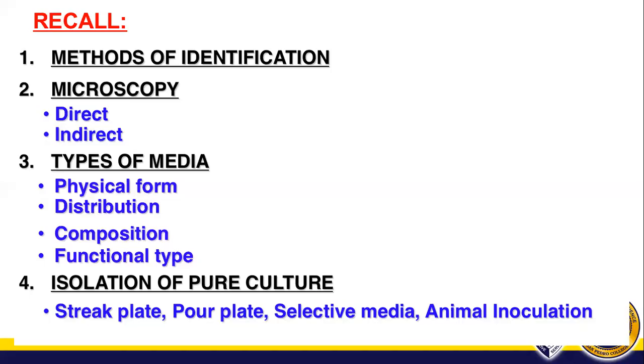And then of course to isolate pure culture, this is the goal of the culture method. Isolating pure cultures is done by performing the streak plate method, pour plate method, selective media, and animal inoculation. Inoculation in a streak plate method can be done by quadrant streaking. You can also do continuous streaking, or you can do the lawn technique, especially for assays like sensitivity testing.